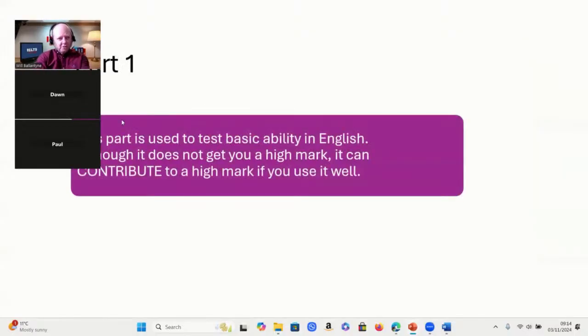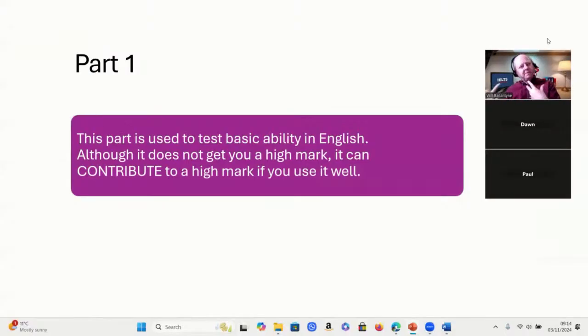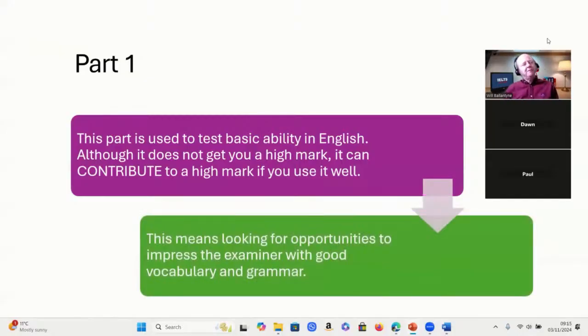So they're testing your basic ability. Whoops, I'm trying to move me again here. They're testing your basic ability in English in part 1, but you want to show him, basic, no problem, I can do higher. So although it doesn't get you a high mark, this can contribute to your high mark because it starts you off on a high note, so to speak. So you look for opportunities in part 1. It's fairly simple, but you want to exploit this, you want to use this to your advantage. And that means particularly the vocabulary and grammar.